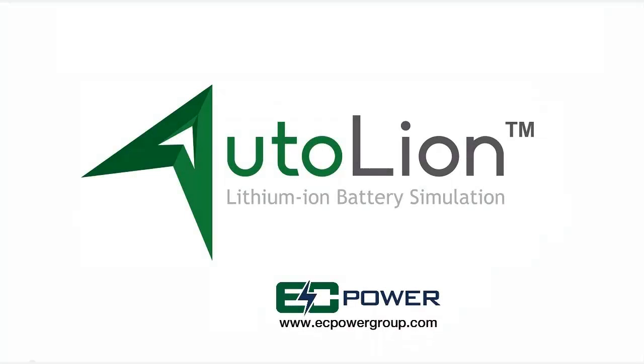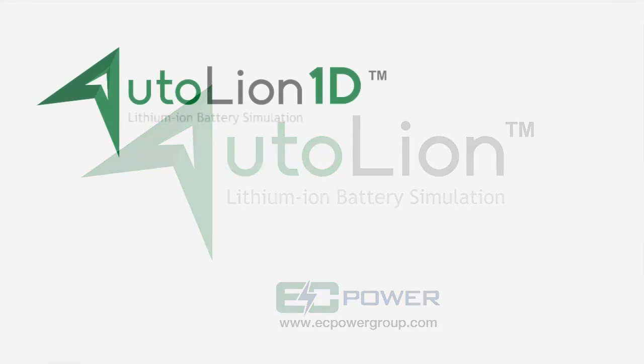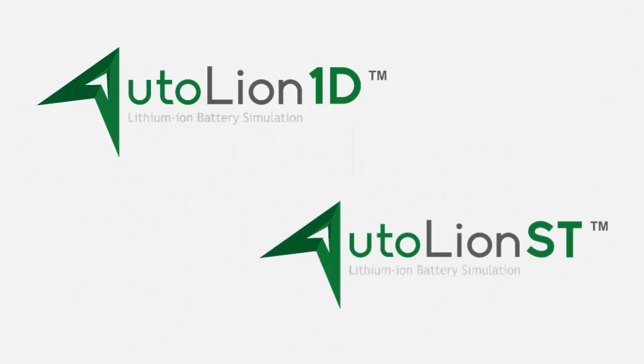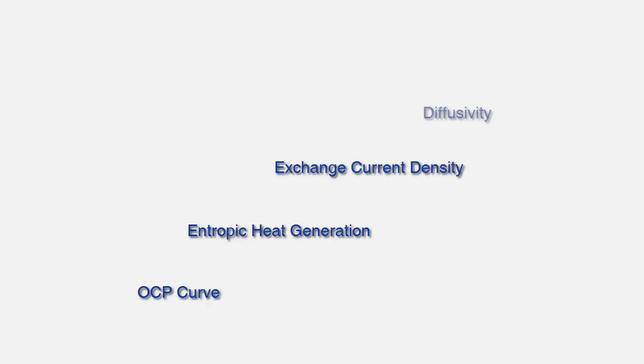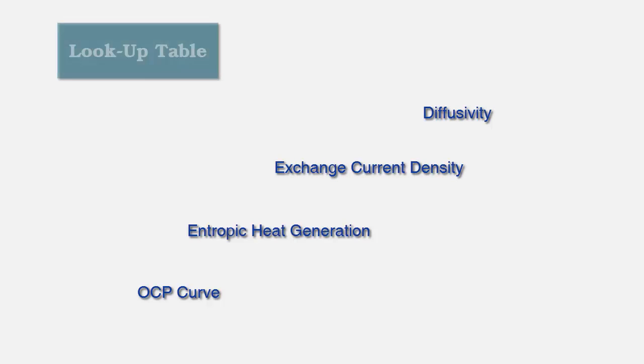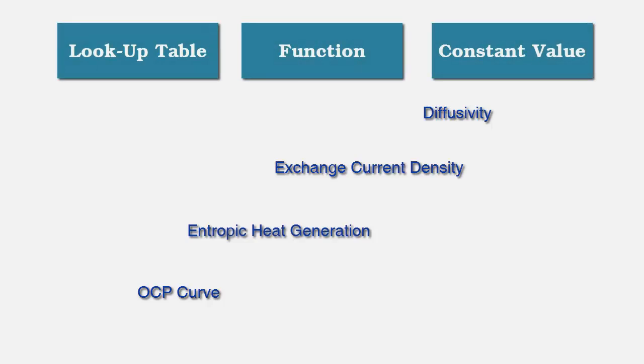In this video, we will go over how to introduce custom materials into the Autoline 1D and ST materials database. In order to successfully implement a new material, the following information about the given material is required: molecular weight, density, first charge capacity, first discharge capacity, and the particle diameter. You also need the OCP curve of the material, the entropic heat generation, the exchange current density, and the diffusivity of the material in the form of either a lookup table, a function, or a constant value.